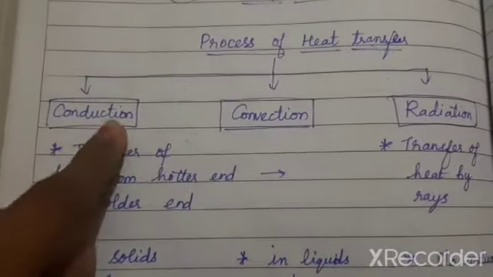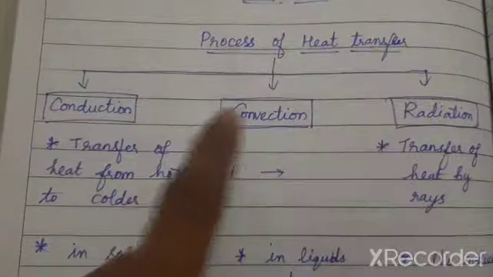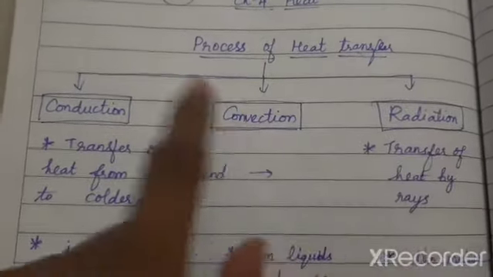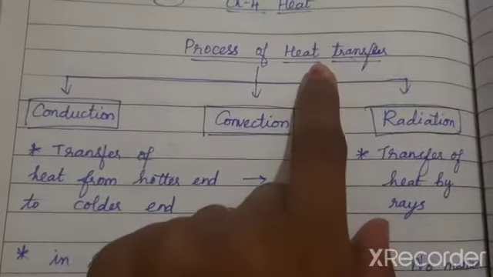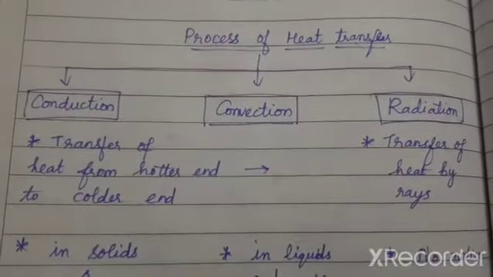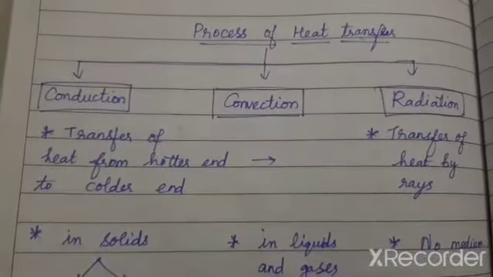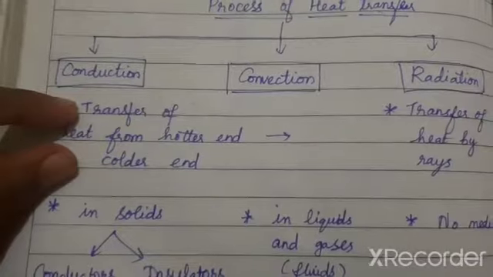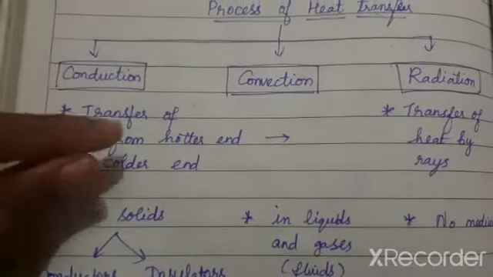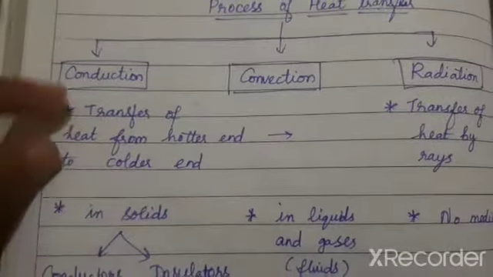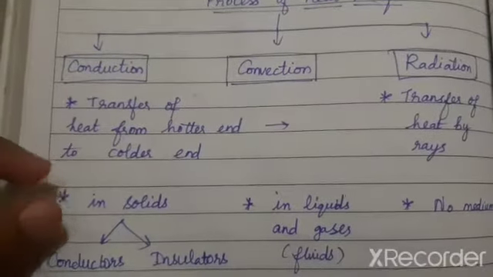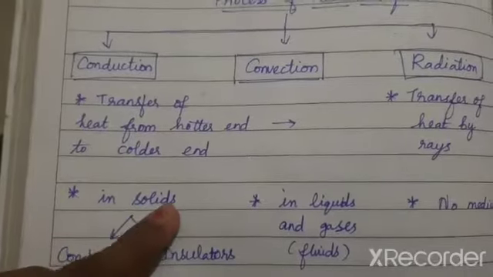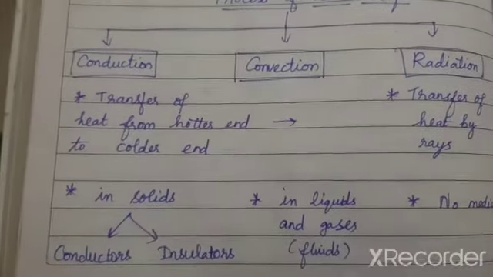Based on that, there are three processes of heat transfer: conduction, convection and radiation. These are the three ways how the heat can be transferred in the objects around us. The first one is conduction. Conduction means the same definition, transfer of heat from hotter end to the colder end. And the most important point is that this process is noticed specifically in solid objects.